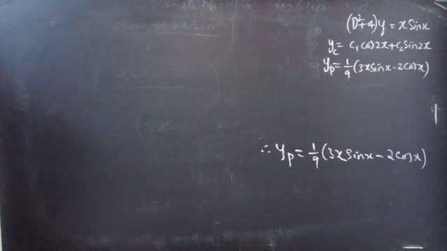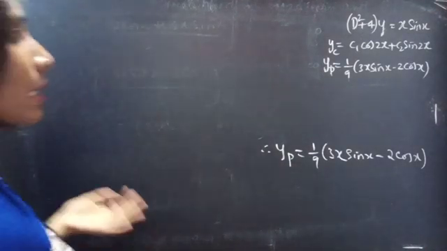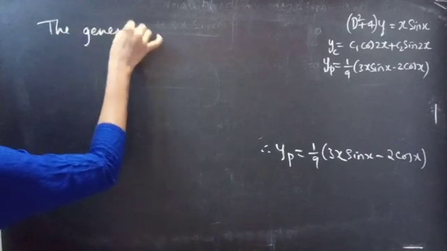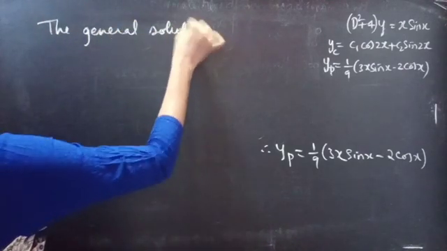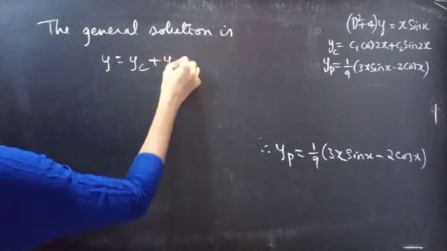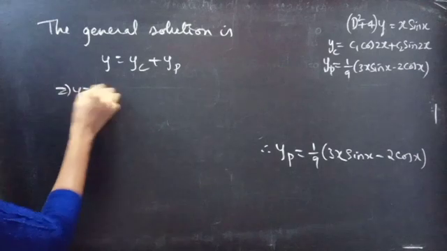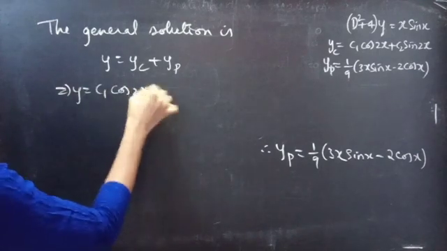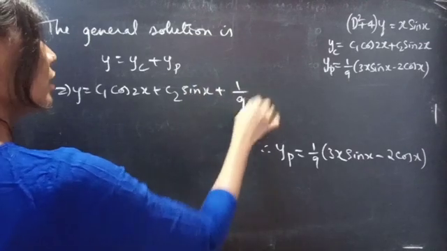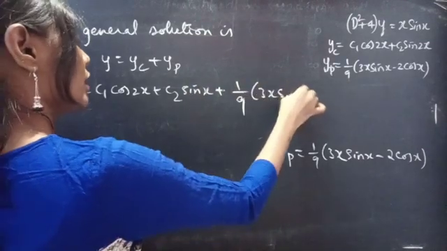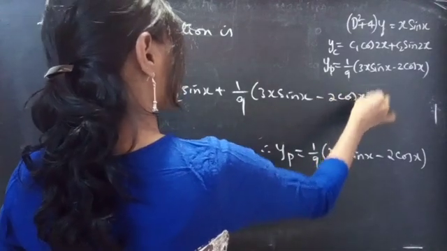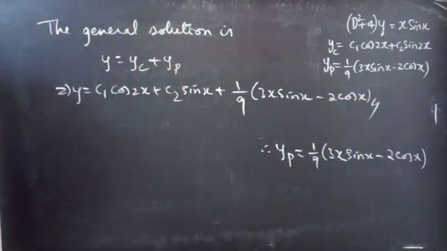Now let's go for the general solution because we got yc and yp. The general solution is given by y equals to yc plus yp. Then y equals to yc, c1 cos 2x plus c2 sin 2x, and yp is 1 by 9 into 3x sin x minus 2 cos x. This completes the problem.